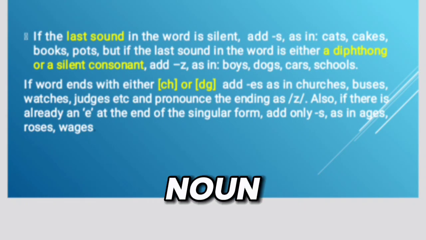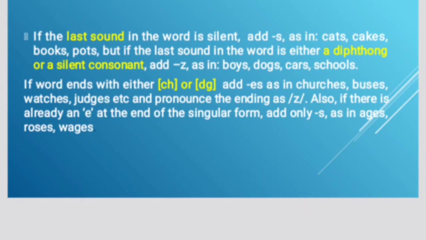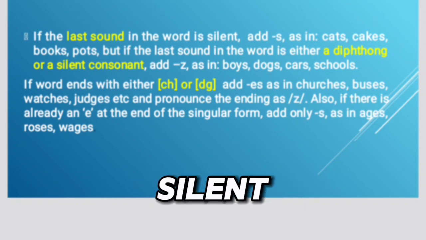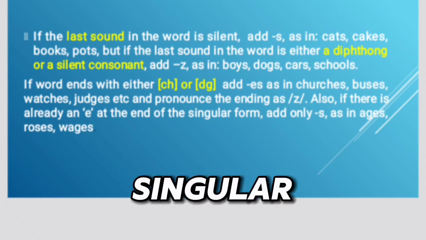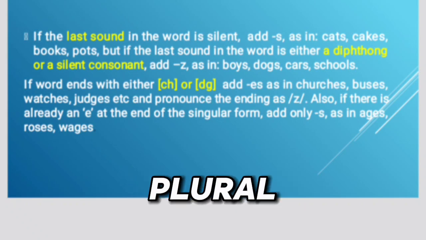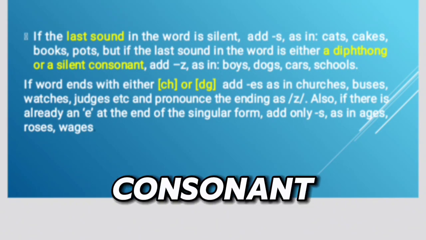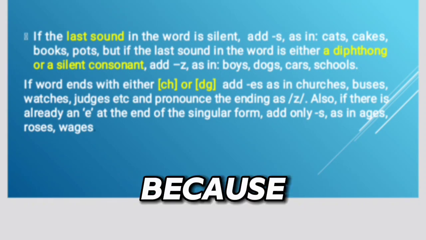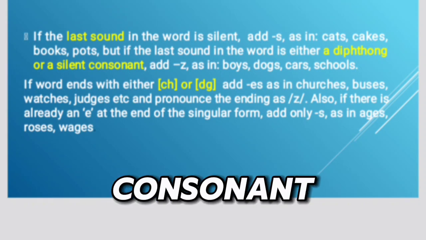If the last sound in the singular noun that you are changing to plural is a voiceless consonant, you know that you are going to add s, and the pronunciation will still be the s sound. So that's why you have cats, cakes, books, pots, etc. Because t is a voiceless consonant sound, k is also a voiceless consonant sound.